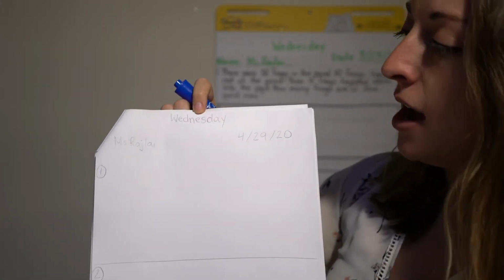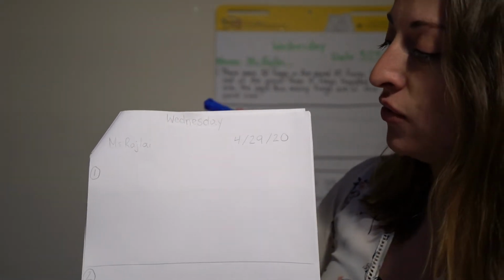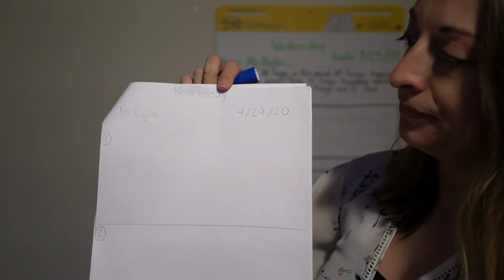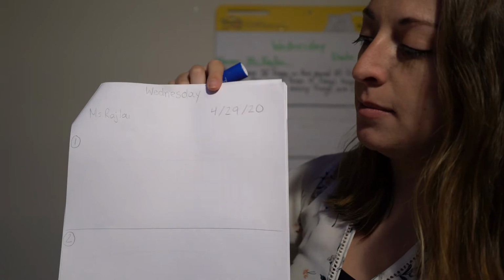So you need to write Wednesday at the top, your name, and the date, which is 4/29/20. You're putting number 1 and number 2 with the line in the middle.